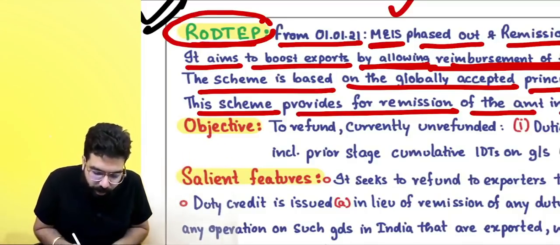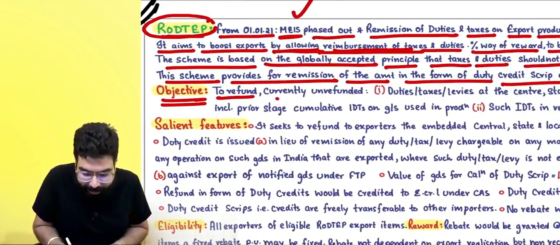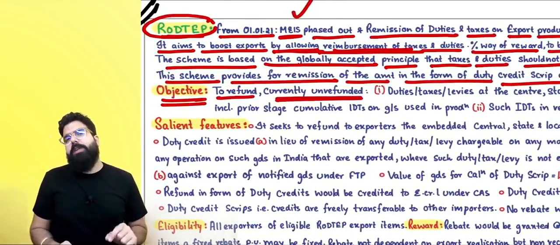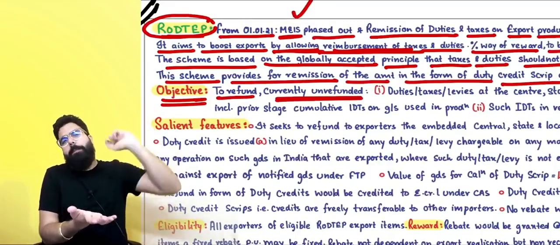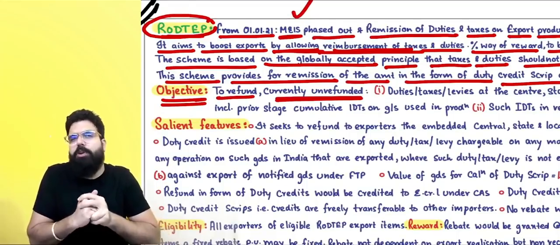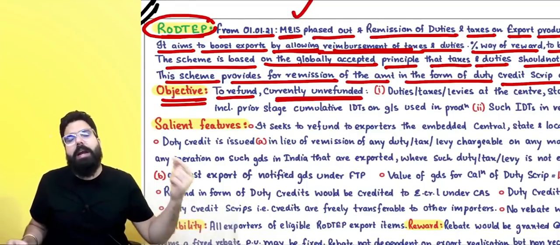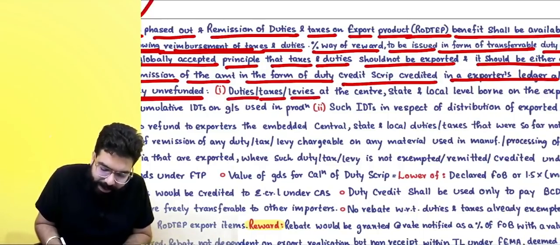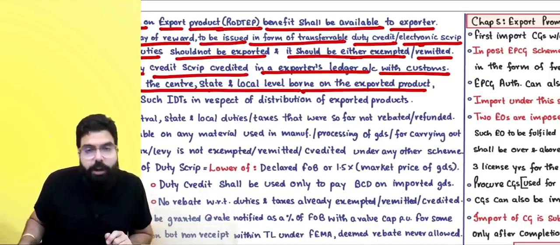Now, what is the objective of the scheme? To refund currently unrefunded taxes. Means in the current world, some taxes are not being refunded. For example, some goods on which you pay export duty, that export duty is not refunded by the government, and hence the aim is to refund currently unrefunded duties, taxes levied at the center, state, and local level borne by the exporter on the product.